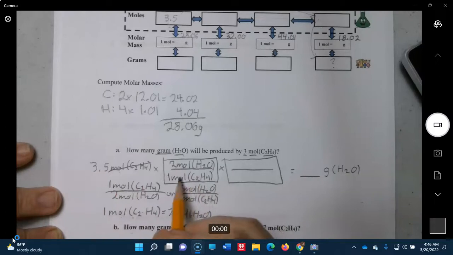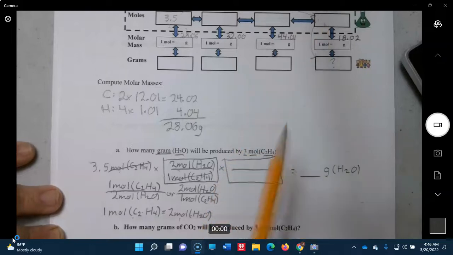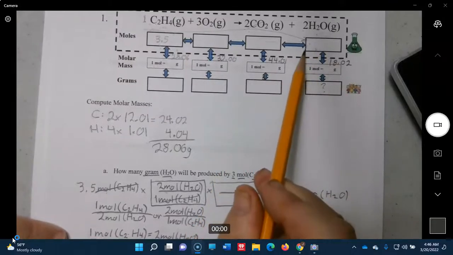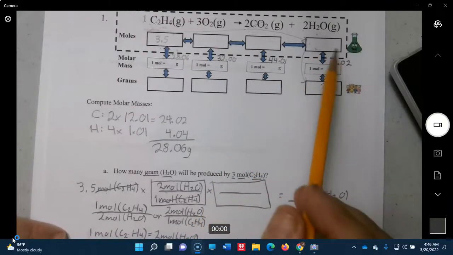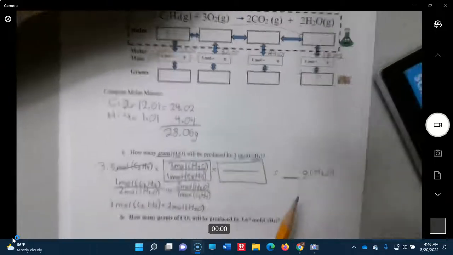Moles of C2H4 cancels with moles of C2H4. So now you're sitting in this box. You do not do that calculation right there. Let me show you again where you are. You're in moles of H2O. Now you need to get from moles of H2O out to the question mark. What's in between those two boxes is the molar mass conversion. So that's your equivalency right there.